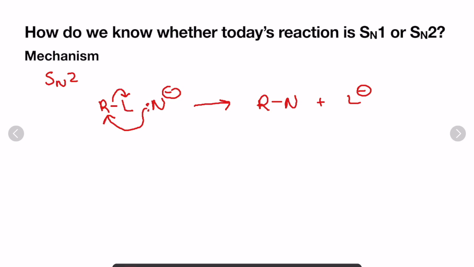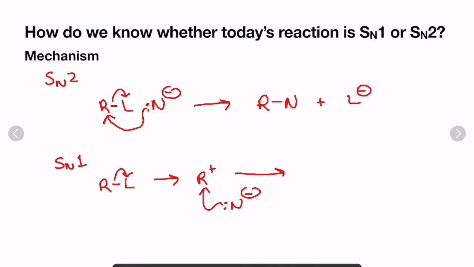Okay, SN1, and the 1 reminds us that there is a single compound in the rate determining step. It has 2 steps. In the first step, the leaving group leaves to give a carbocation, and then the nucleophile attacks the carbocation in the second step. The first step is the rate determining step.